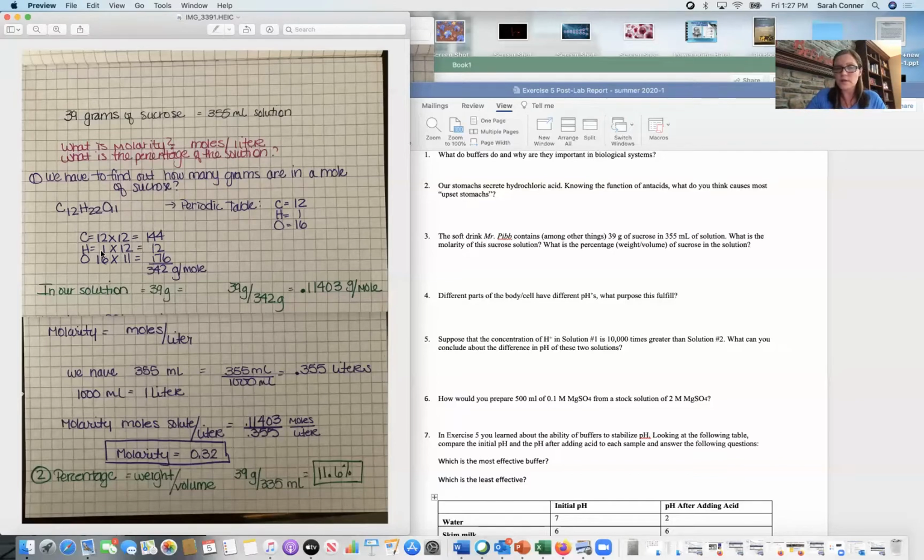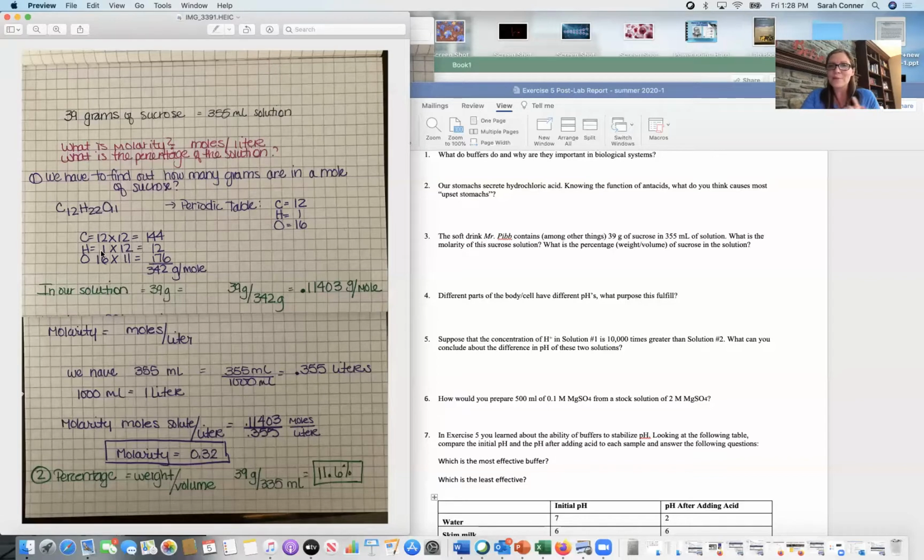We're rounding it to 1, but there are 12 of them, so we have to account for all 12, so we get a 12. And then oxygen is, again, that 15.999, but we round it to 16, and we have 11 of them. So we're going to do 16 times 11, and we get 176. And because this is a combined molecule, we have to add all those pieces together, and we get 342 grams per mole. In our solution, we only have 39.